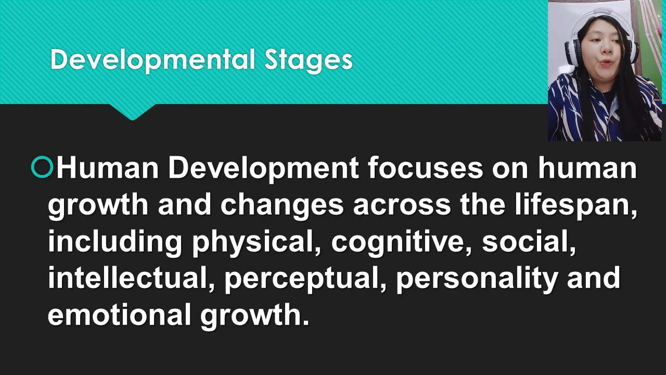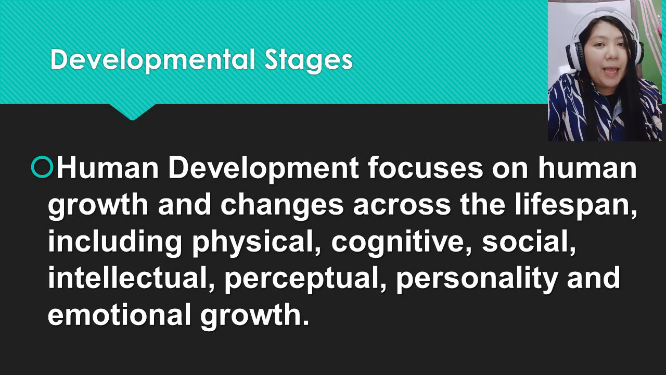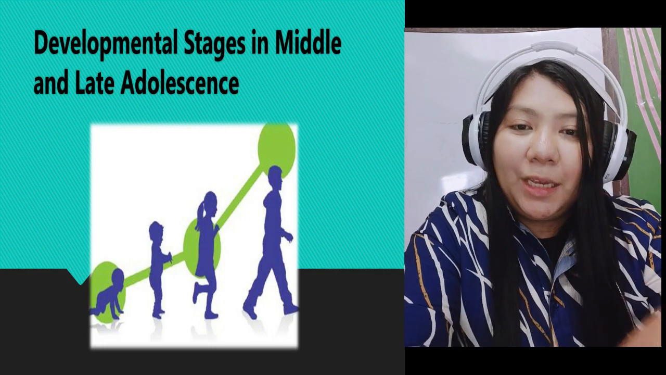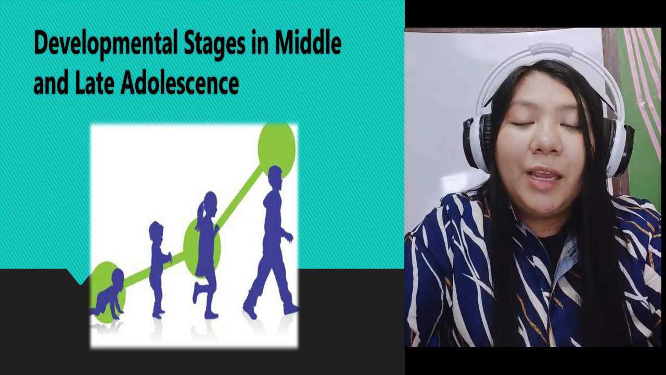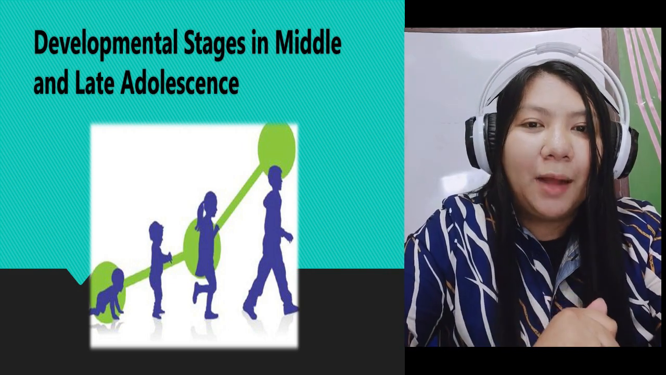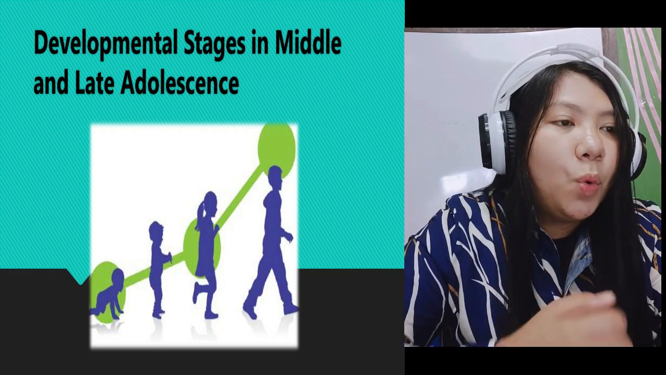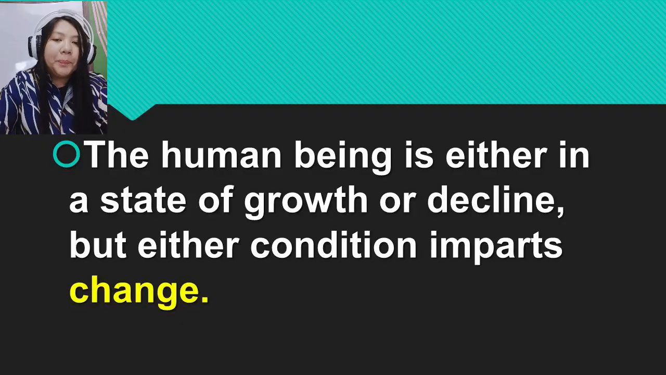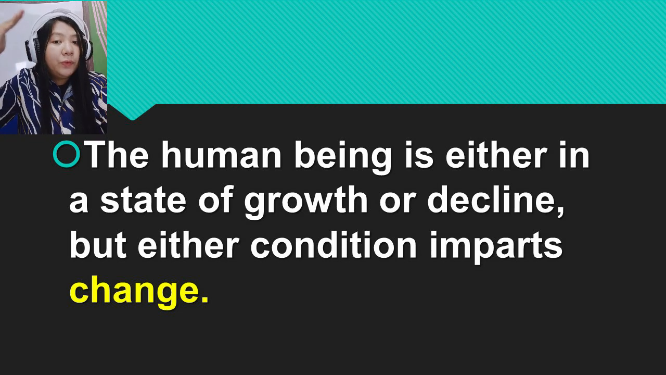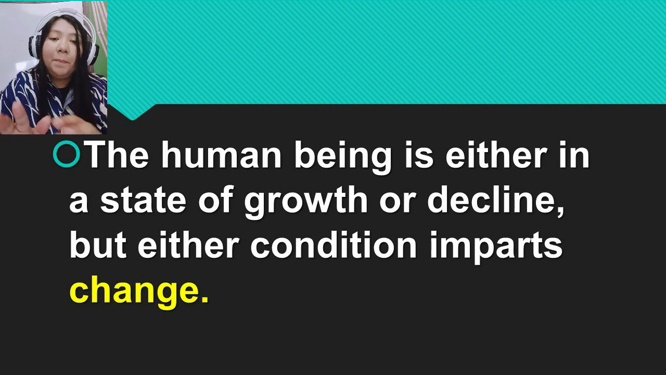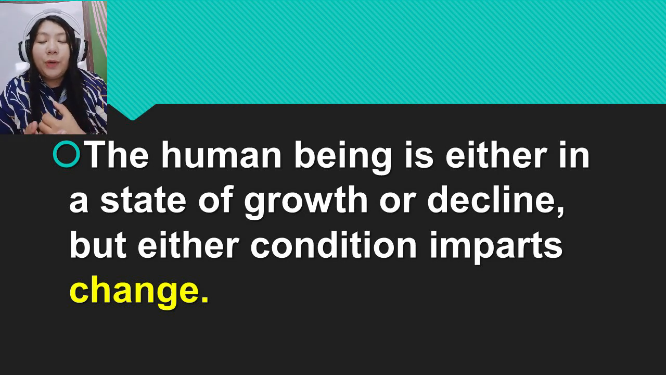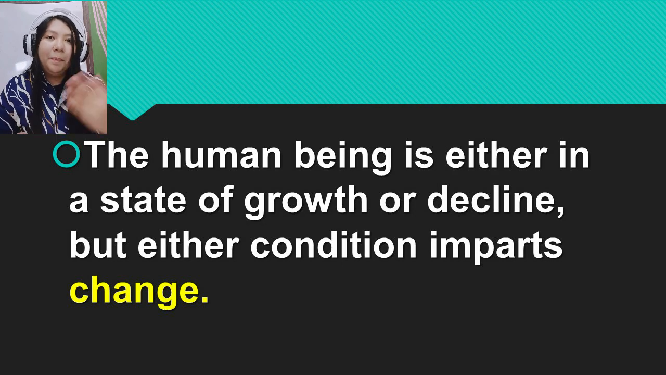Human development focuses on human growth and changes across the lifespan, including physical, cognitive, social, intellectual, perceptual, personality, and of course, emotional growth. The study of human developmental stages is very essential in understanding how humans learn, mature, and adapt. Throughout our lives, we go through various stages of development. We are either in a state of growth or decline, but either condition imparts the word change. Some aspects of our life change very little over time, are consistent. Other aspects change dramatically. By understanding these changes, we can better respond and plan ahead effectively.